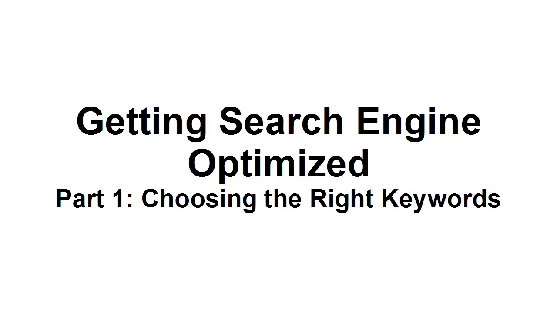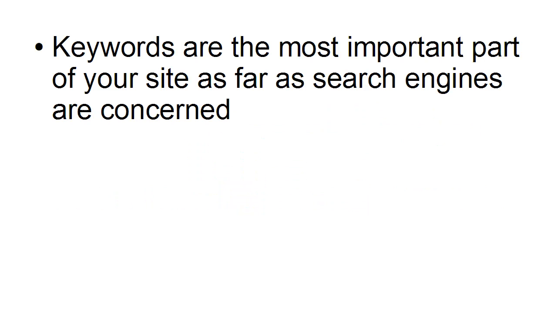One of the best ways to get free traffic is through search engines. And the best way to get free traffic from search engines is via search engine optimization, otherwise known as SEO. And there are two key components to getting good rankings in the search engines. The first one, which we're going to cover in this video, is choosing the right keywords. Because you see, keywords are the most important part of your site as far as the search engines are concerned.